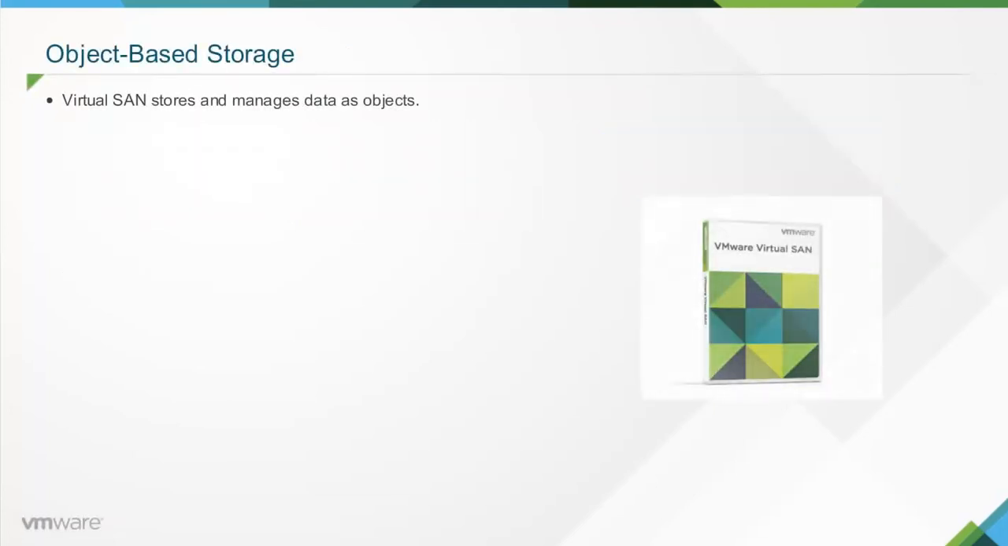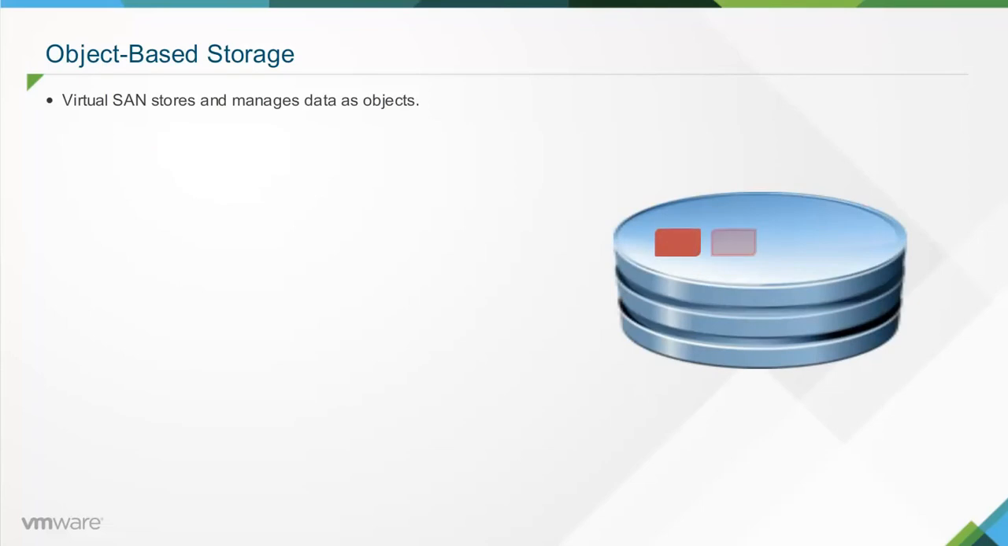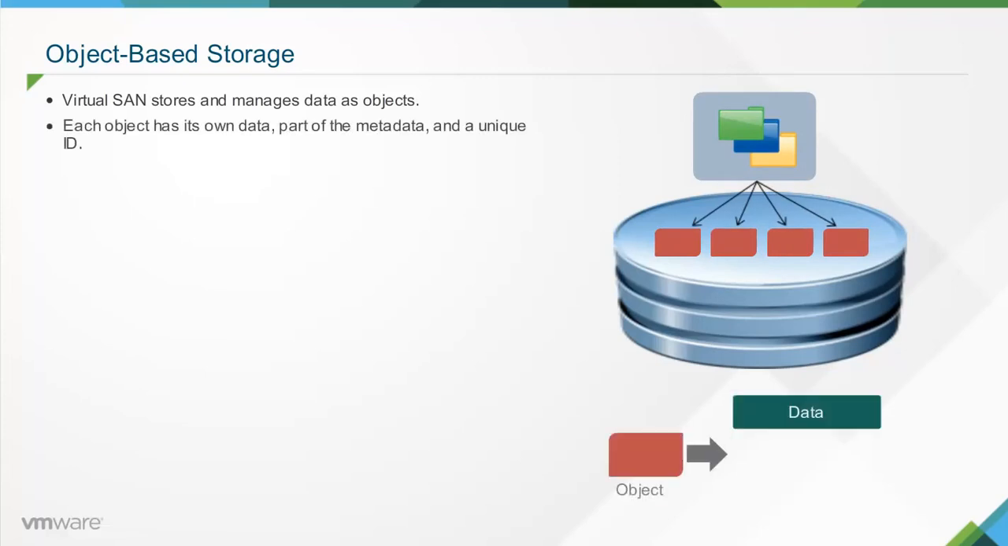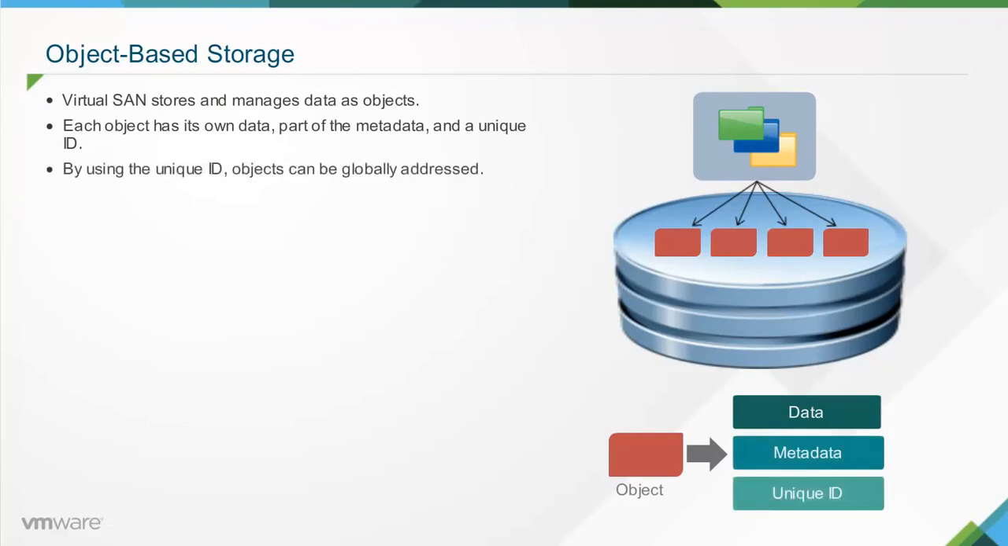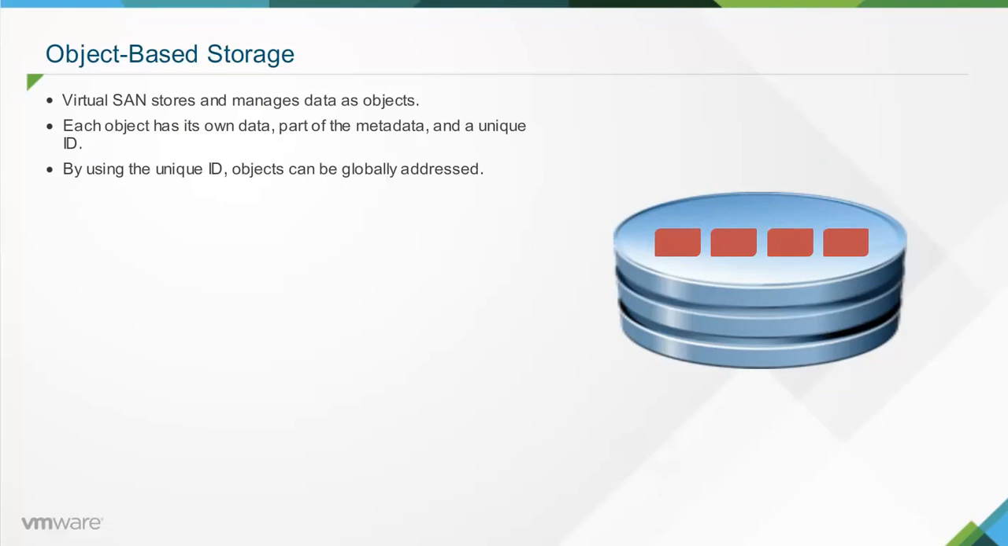Virtual SAN stores and manages data as flexible data containers called objects. The Object Store file system manages data as objects. Each object includes its own data, part of the metadata, and a unique ID. By using this unique ID, the object can be globally addressed by more than the file name and path. The use of objects allows for a detailed level of configuration on the object level. For example, RAID type or disk usage at a level higher than the physical disk blocks.